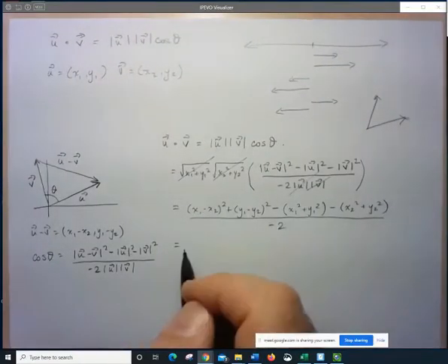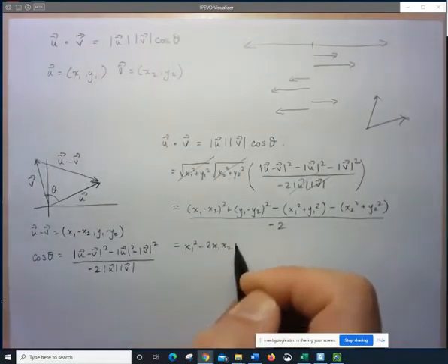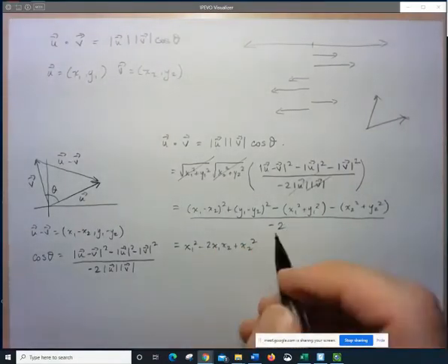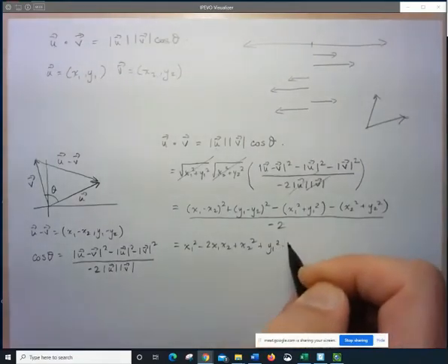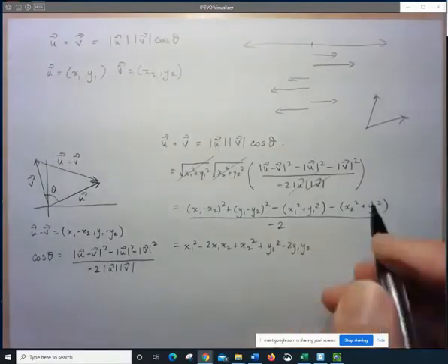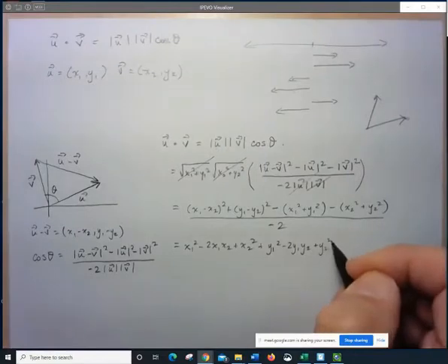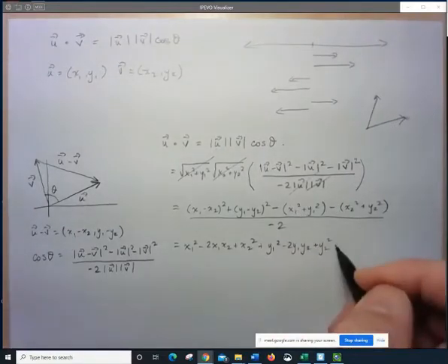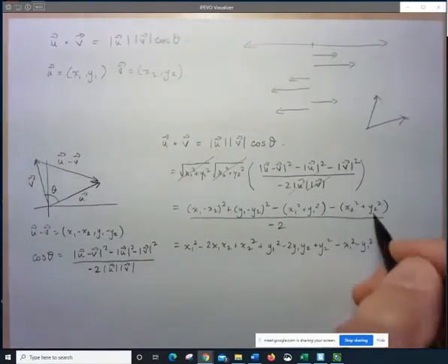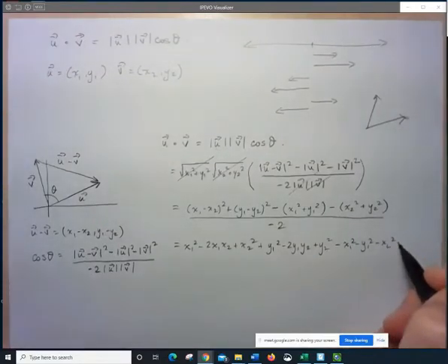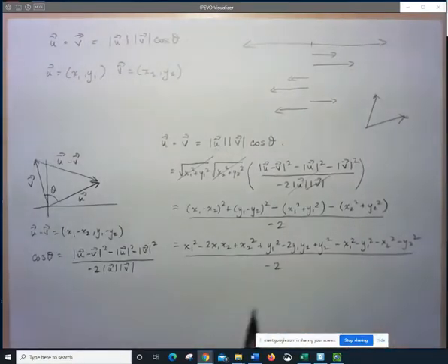So let's hope this looks a little better. We're going to have to expand these out. So x1 squared minus 2x1 x2 plus x2 squared. I'm just expanding these binomials, plus y1 squared minus 2y1 y2. And maybe even at this point, you can start to see what very nice thing is going to happen at some point. Let's distribute my subtraction. So minus x1 squared minus y1 squared. Same thing here, minus x2 squared minus y2 squared, all over -2.